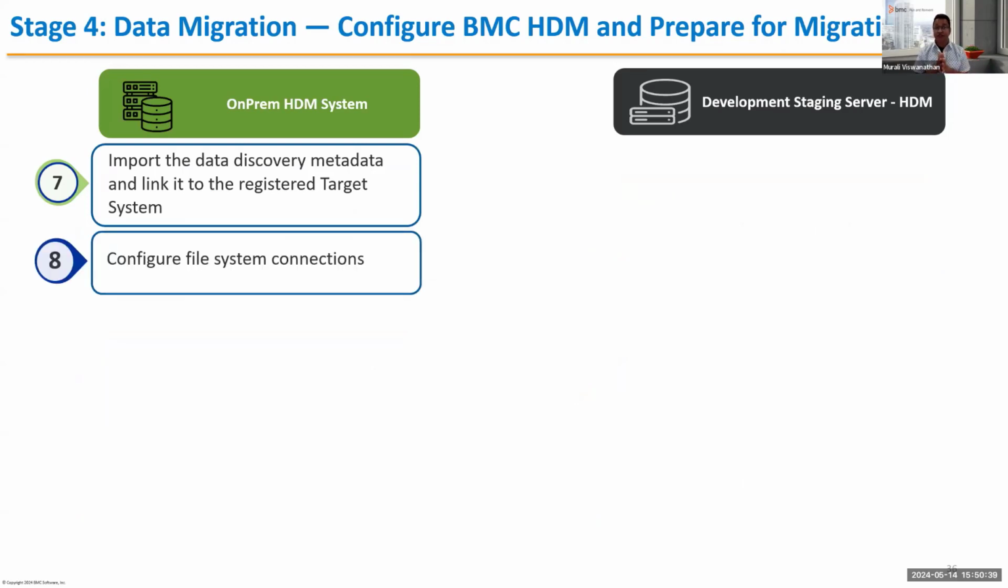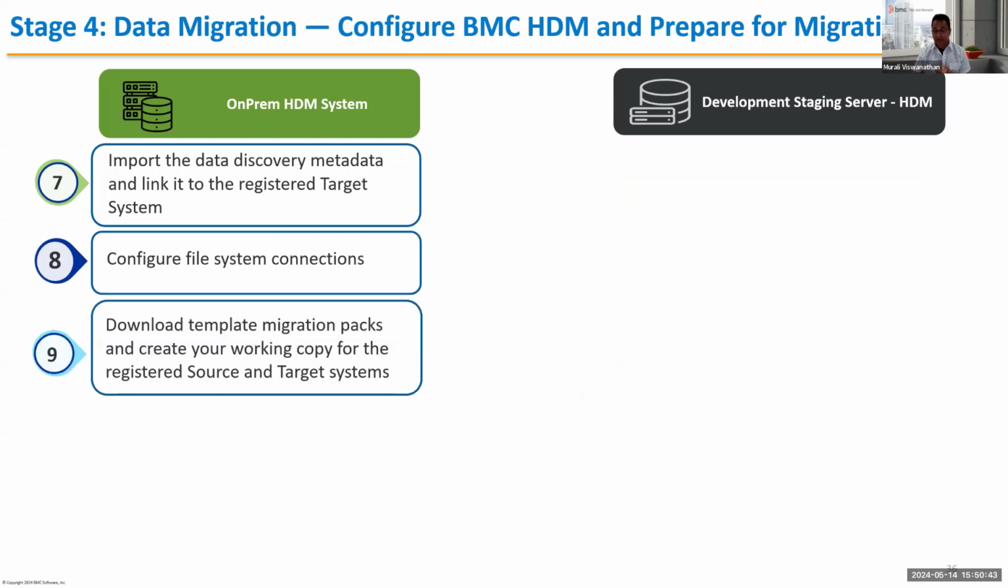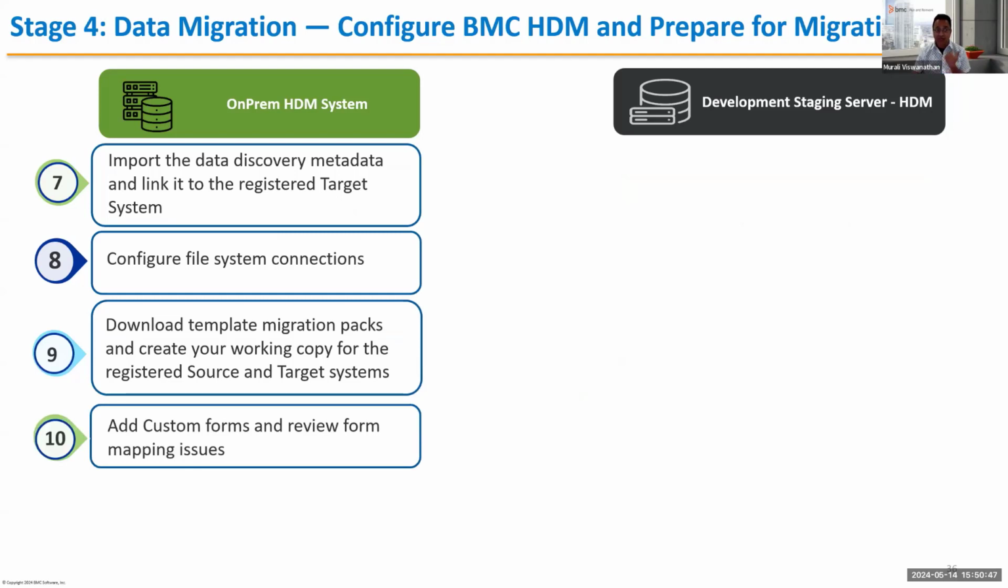So once you have everything there, then you have to import the data discovery metadata, and then you'll be configuring the file systems, then download the template for migration packs for your versions. Then the last thing is you'll be adding your custom forms, right?